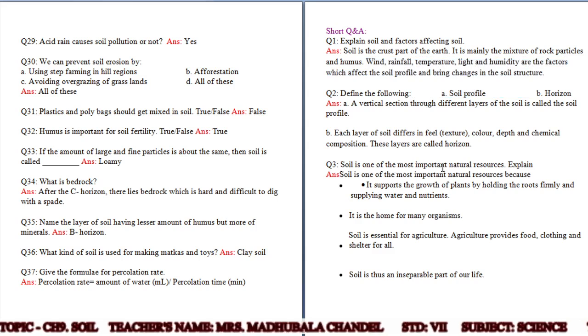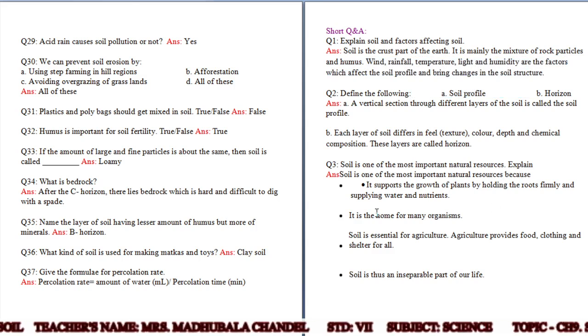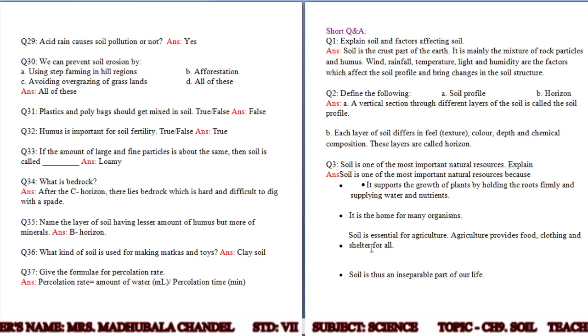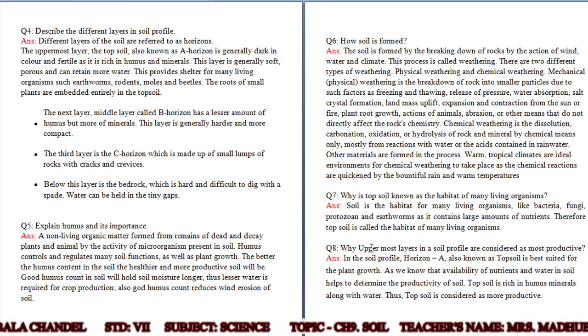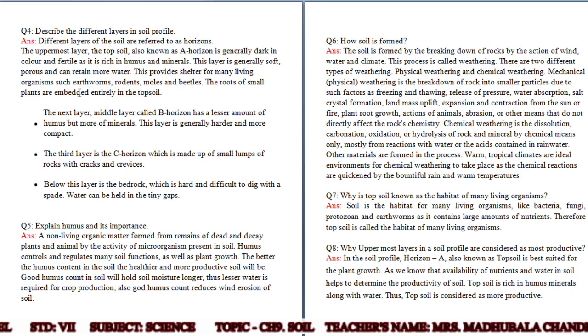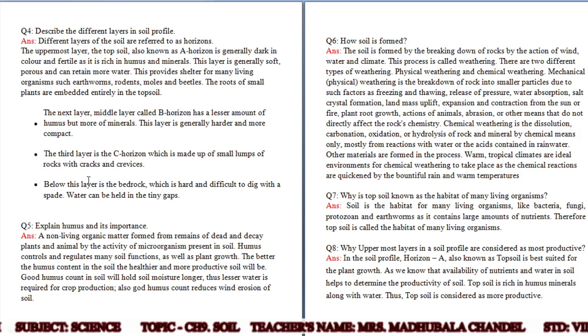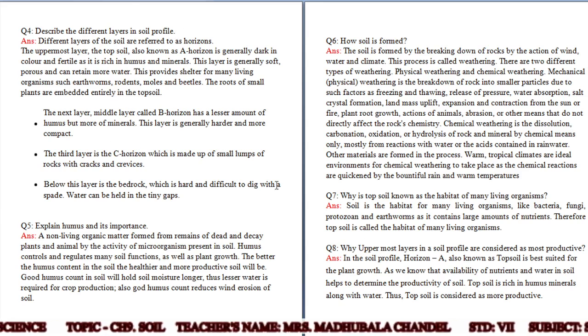Soil is one of the most important natural resources. Explain. So why it is an important resource? I need 2 points. As it is for 2 marks, 2 points should be written. If this question comes for 3 marks, you have to write 3 points. Now describe the different layers in soil profile. Basically these questions can come for 3 marks.